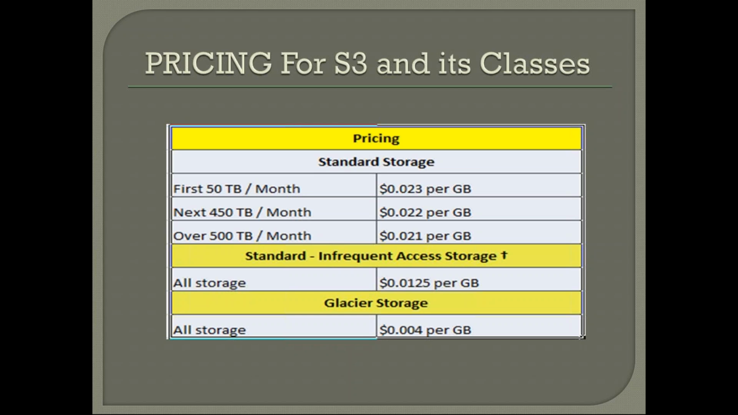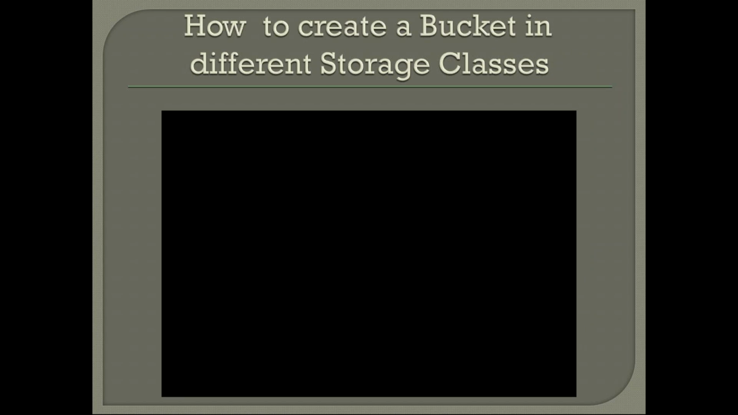For Glacier storage, whatever you are archiving is only charged 0.004 per GB. So you need to pay 0.004 per GB for what you are storing in Glacier. So this is the price index, or the price differentiation, for the three different storage classes. Now we are going to see how to create a bucket in different storage classes, how to create a policy, that is the lifecycle policy, and how this works inside the storage class.